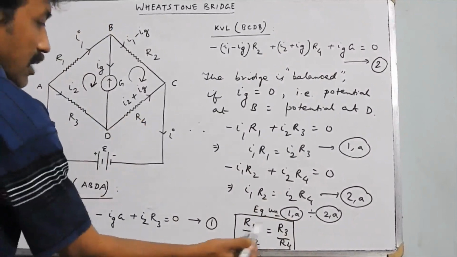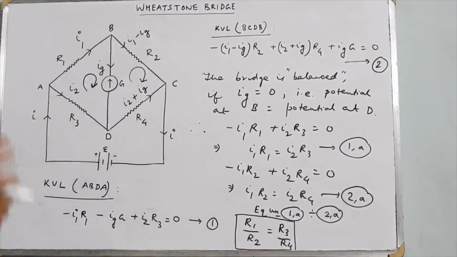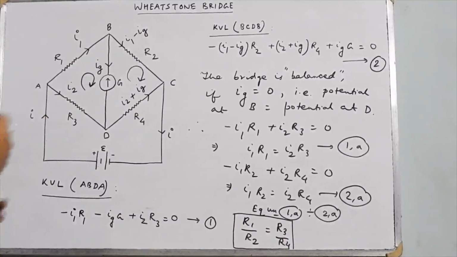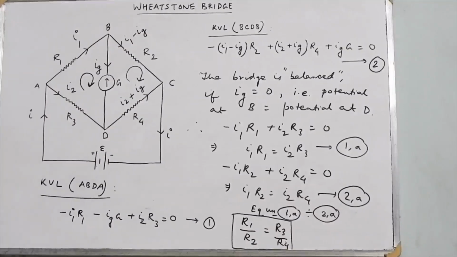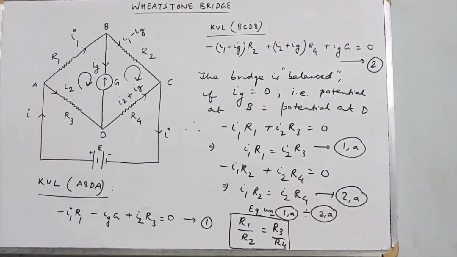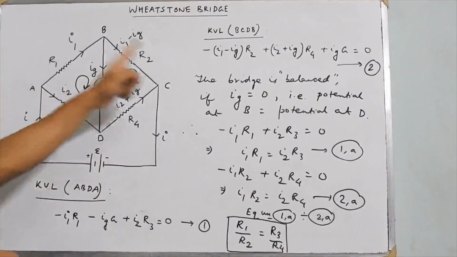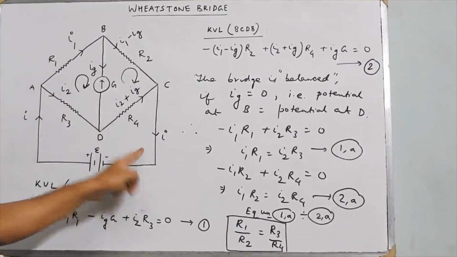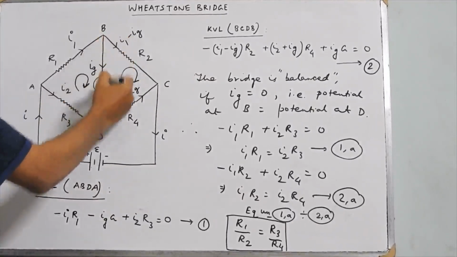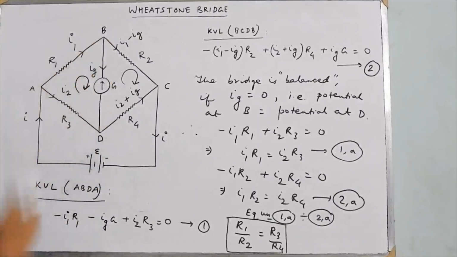Alternatively, you can say R1 by R3 is R2 by R4. So when we are applying the condition of a balanced Wheatstone bridge in order to simplify or find the equivalent resistance for a set of resistances, if R1 by R3 is equal to R2 by R4, or if R1 by R2 is equal to R3 by R4, the bridge is said to be balanced, and any resistance along the path BD can be totally neglected because no current will flow through this resistance.